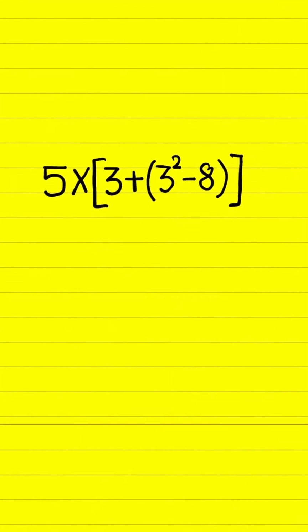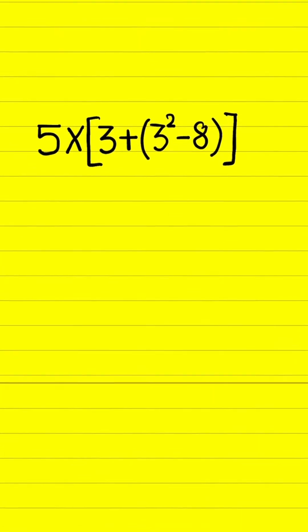Let's try it with a different example which has two brackets, because many get confused how to solve the brackets. Now in this question there is 5 times box bracket, then 3 plus, then smaller bracket, 3 square minus 8.